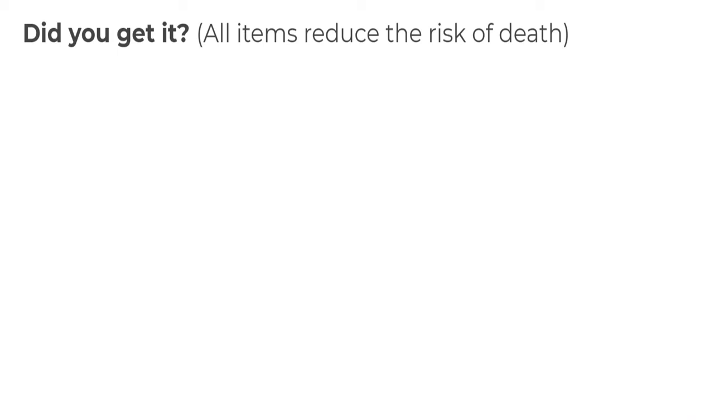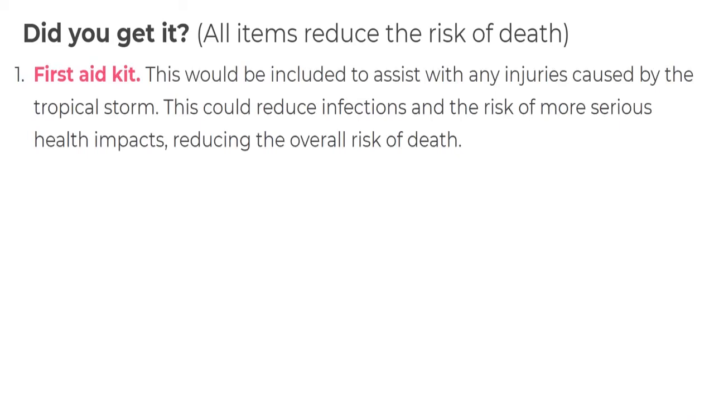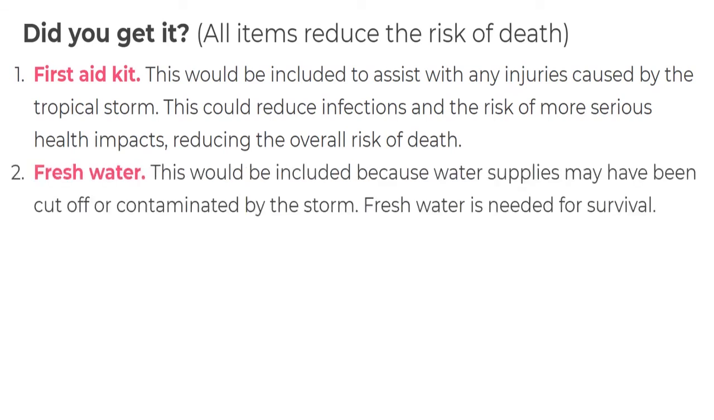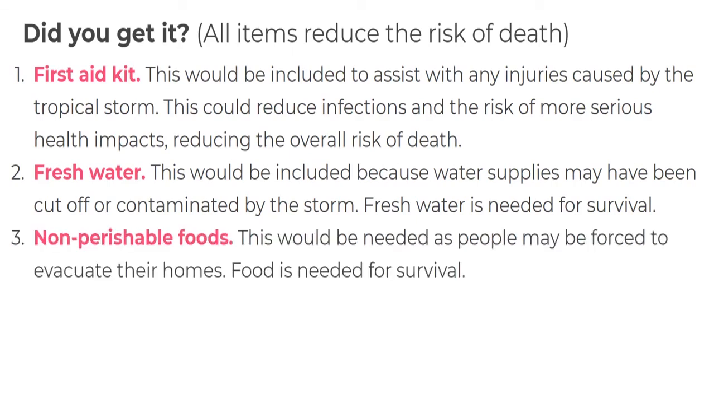So the first item that I would put in my emergency survival kit would be a first aid kit. This would be included to assist with any injuries caused by the tropical storm. This could reduce infections and the risk of more serious health implications, reducing the overall risk of death. So I've justified why that would be a useful item. The second item I would include would be fresh water. This would be included because water supplies may have been cut off or contaminated by the storm. Fresh water is needed for survival. My third item would be non-perishable foods.